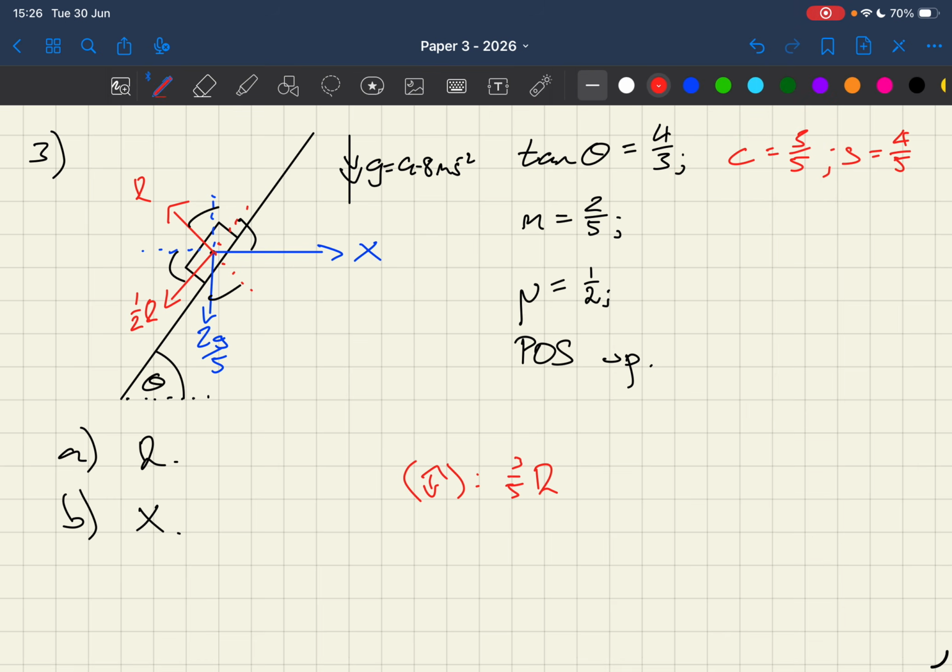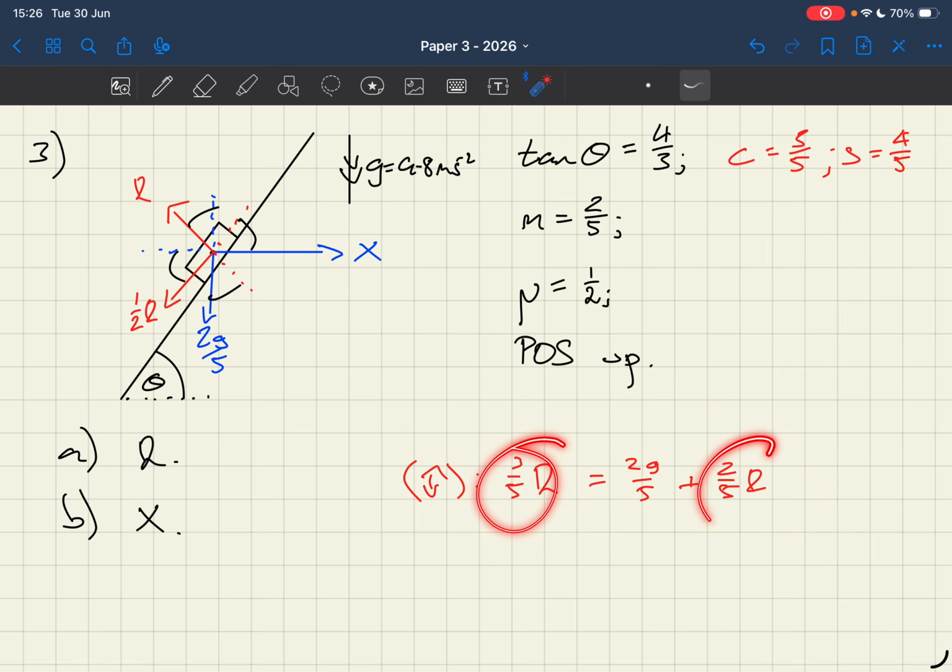Anything else pulling us up? Nope. Pulling us down though, the weight goes just straight down, so 2g on 5. And then the R, or half of R, but we're going to need the vertical component. There's no angle in there, it's over here, isn't it? So it's sine, so 4/5 of this. Half of 4/5 is 2/5, so 2/5 of R.